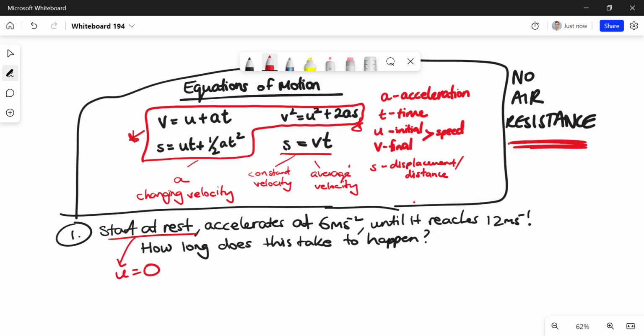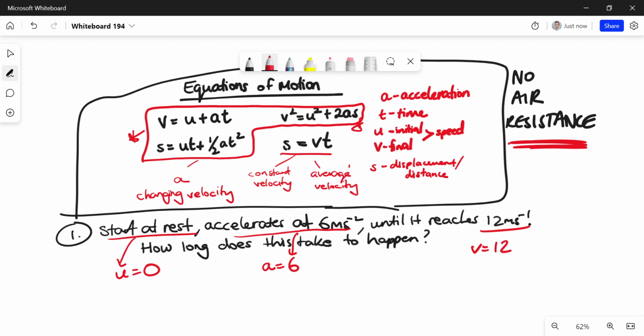It then says here that it's going to accelerate at 6 meters per second, and that tells me that the acceleration A is 6. And it says here until it reaches, well, it doesn't say speed, but it says until it reaches 12. So we're going to assume that V is equal to 12. The question here then says, how long does it take for this to happen?